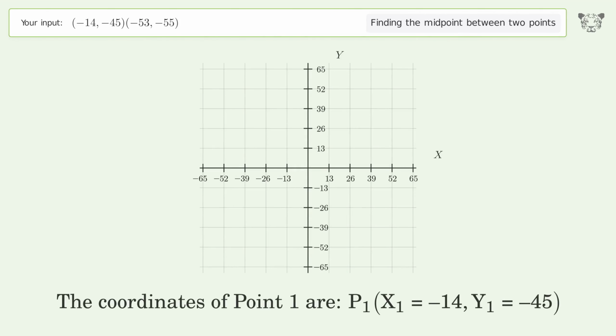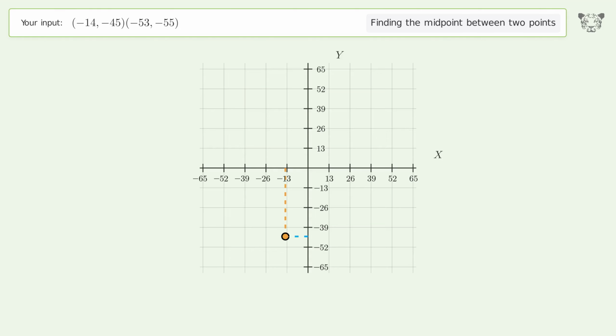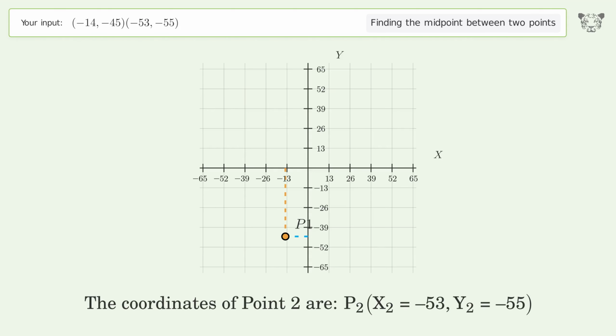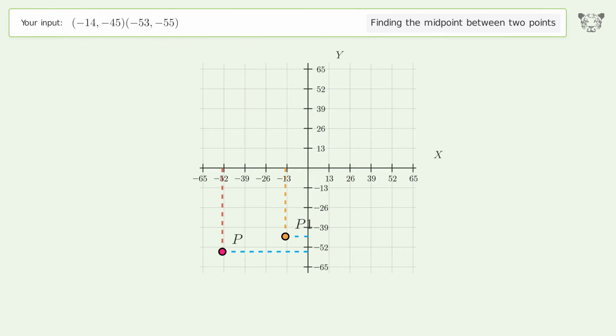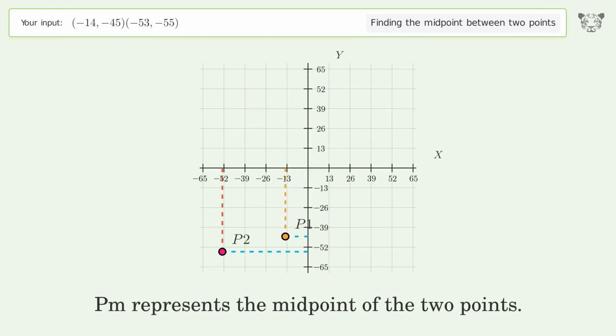The coordinates of point 1 are x1 equals negative 14, y1 equals negative 45. The coordinates of point 2 are x2 equals negative 53, y2 equals negative 55. PM represents the midpoint of the 2 points.